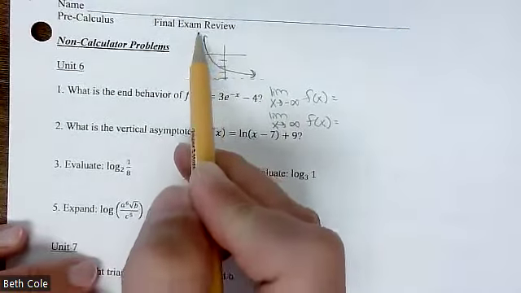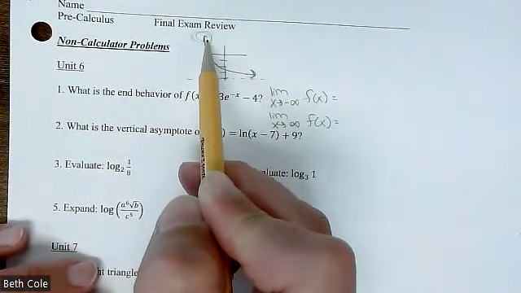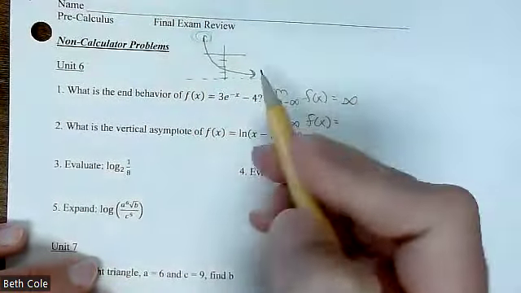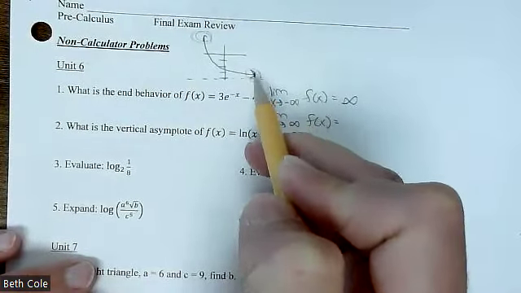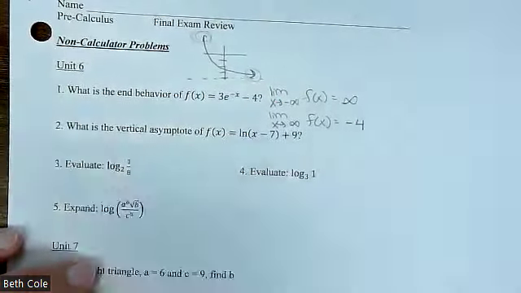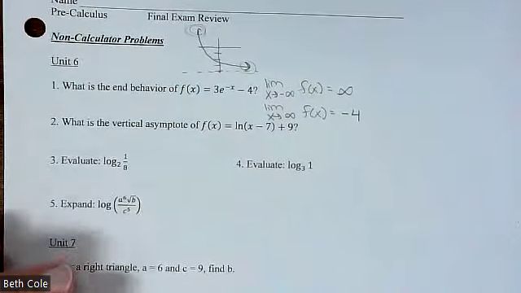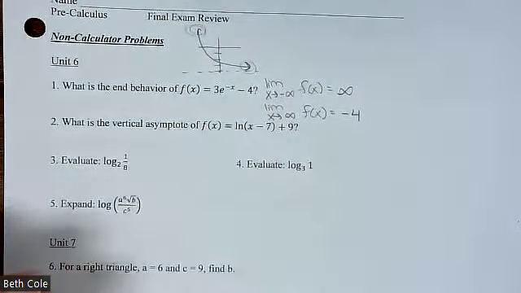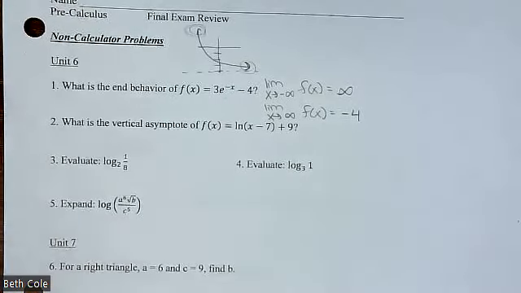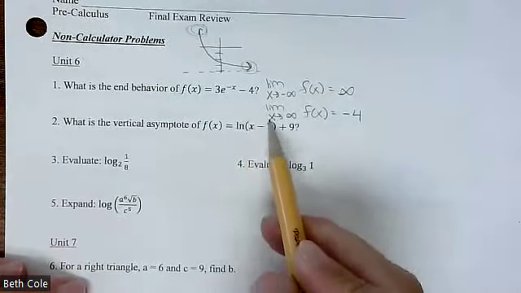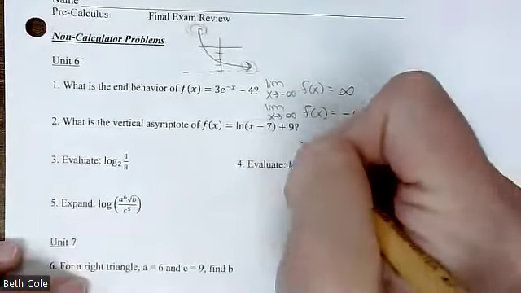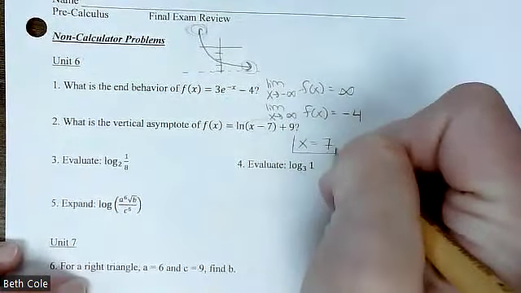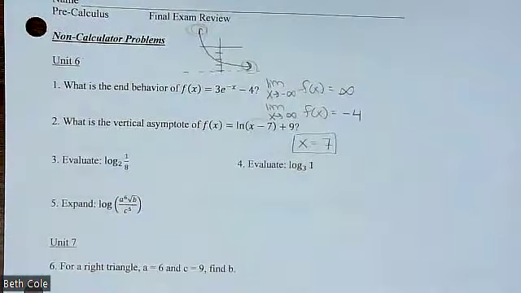Where is the left arrow pointing? Positive infinity. And where's the right arrow pointing? -4. Cool. Vertical asymptote, it's going to be at 0 unless it shifted left or right. Okay, so this one shifted right how much? 7. So it'll be x equals 7. So vertical asymptote would be 0 unless it got shifted away.